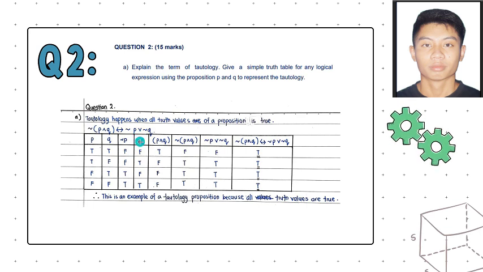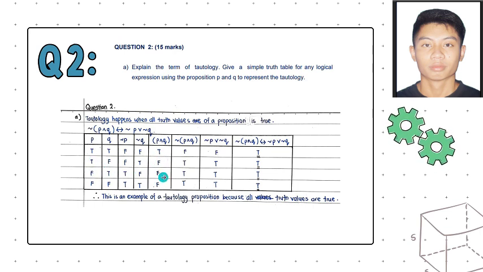P conjunction Q is the same as an AND statement. So basically both of the variables need to be true in order for the result to be true. So if P and Q are both true, then P conjunction Q is going to be true. So over here we have true and true, which results in true, and then true false, false true, and false false will result in false.